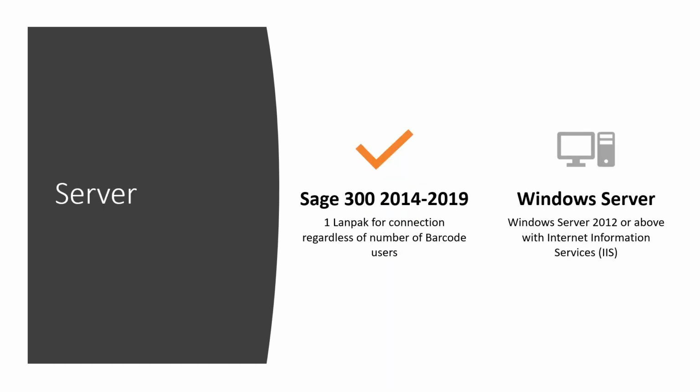And then for compatibility, Sales Anywhere is compatible with Sage 300 2014 to 2019. Customers would need to purchase one extra LAN pack for Sales Anywhere to connect into Sage 300, but they only need one LAN pack regardless of the number of barcode users. And then a web server is required to be set up. We support Windows Server 2012 or above with Microsoft IIS as the web server.